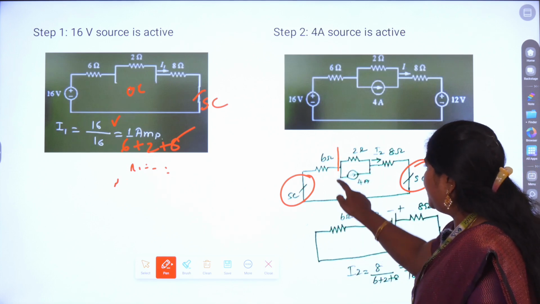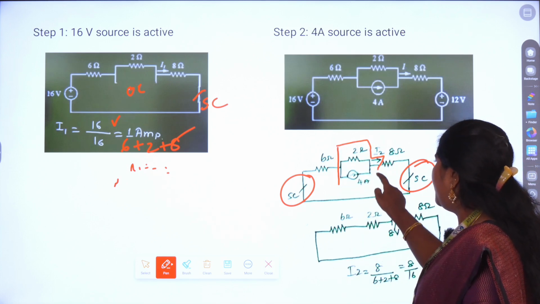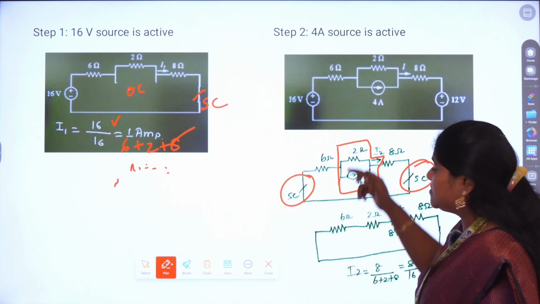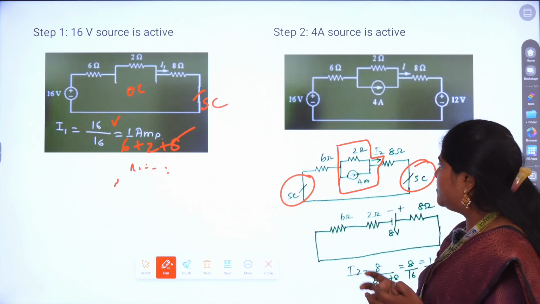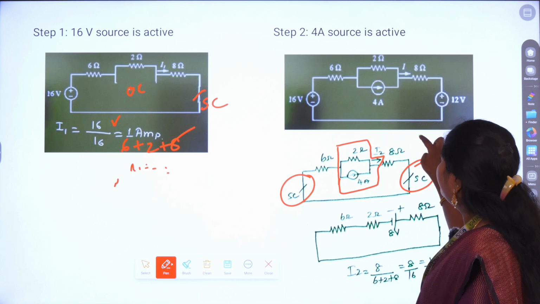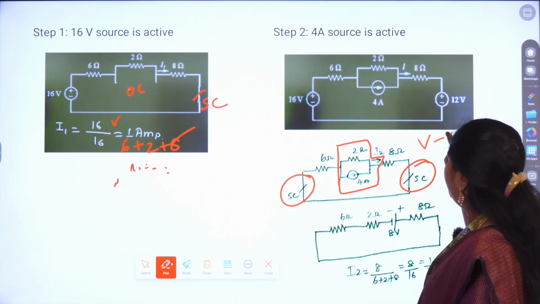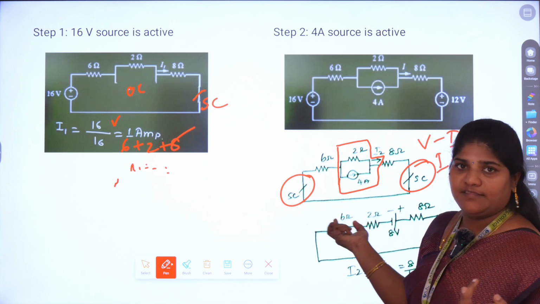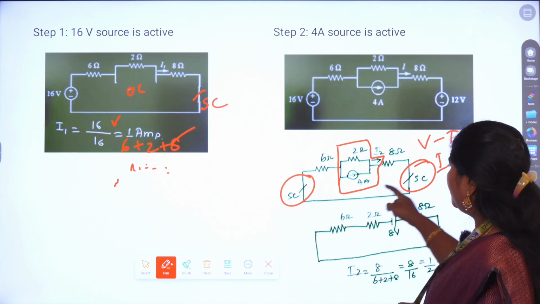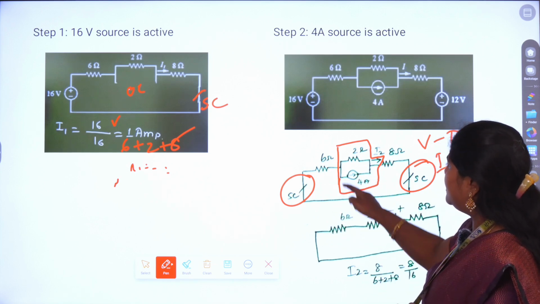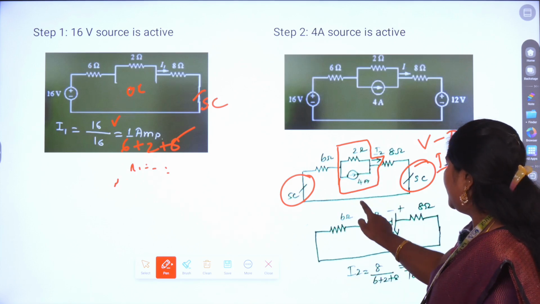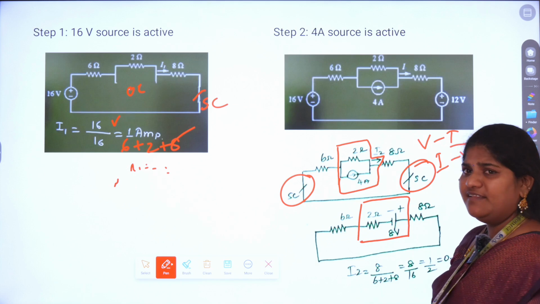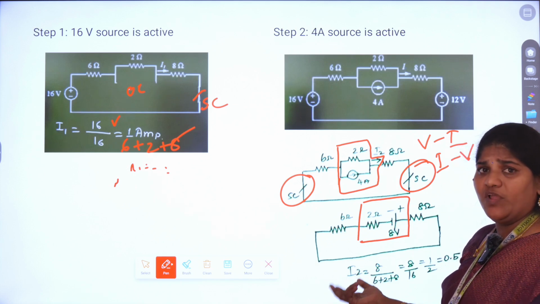See, this combination is a current source. Always a current source will have a resistor connected in parallel, right? So simply I am using the current to voltage conversion formula. No equation, nothing, very simple. I am simply converting this current source of 4 amps with this 2 ohm resistor into a voltage source of 8 volts with 2 ohm connected in series. This everyone is well known, right?